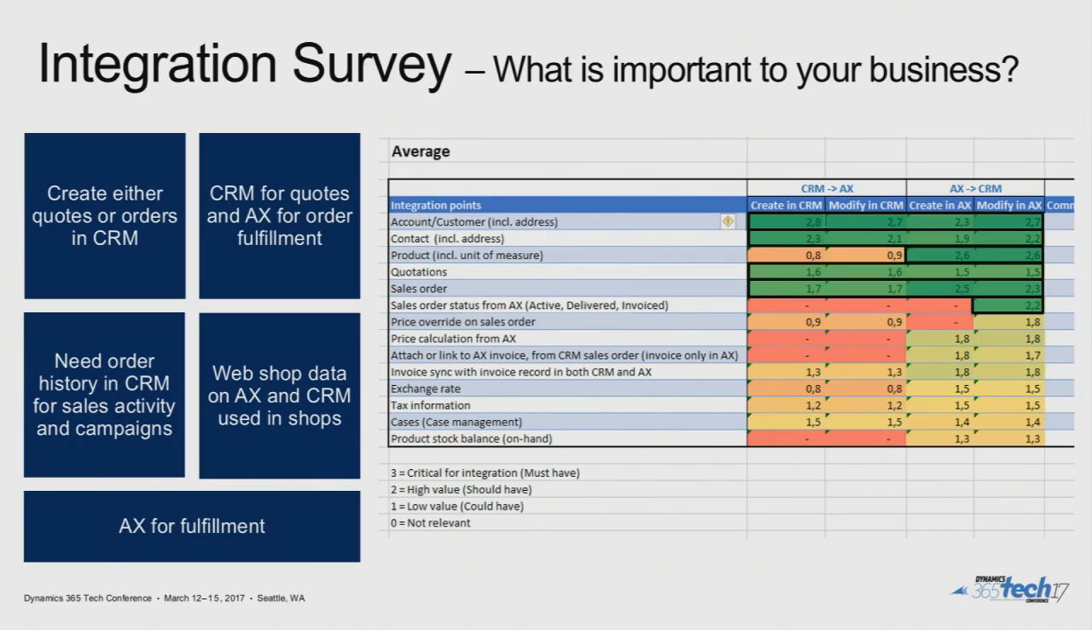Moving on, we have the price override on the sales order. If they needed to be able to override the price, you get that price calculation from AX. Expectation right now is that we will create a sales order in CRM that will synchronize to AX. In AX, we will allow the trade agreement or sales agreement to update the price, and that will then synchronize back to CRM so you can see the price has updated.